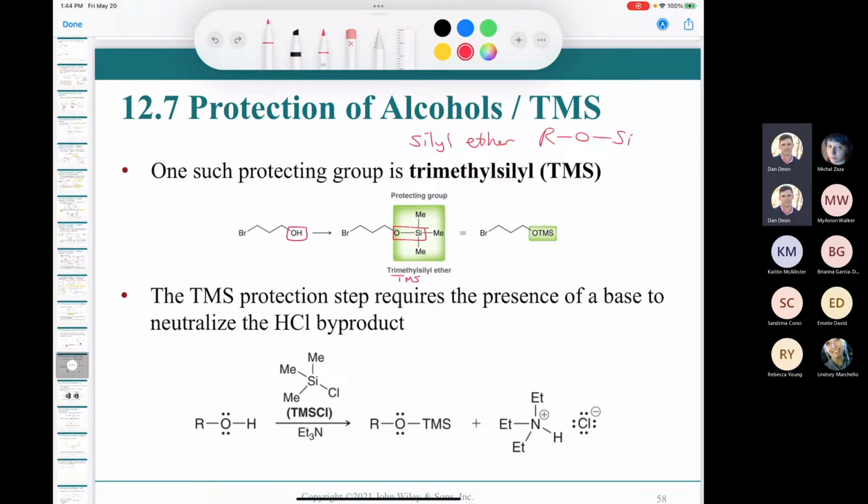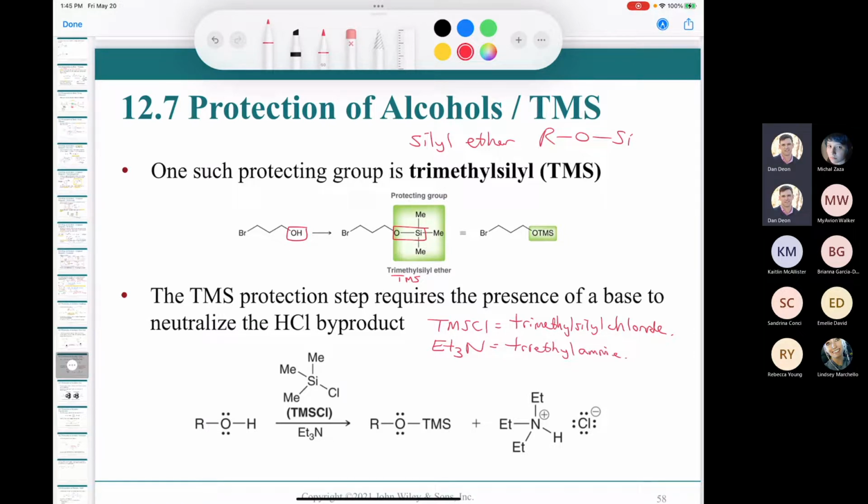trimethylsilyl chloride. TMSCl stands for trimethylsilyl chloride. And we not only add the trimethylsilyl chloride to the alcohol, but we also have it in the presence of Et3N, which stands for triethylamine. So make sure you know both of those acronyms.